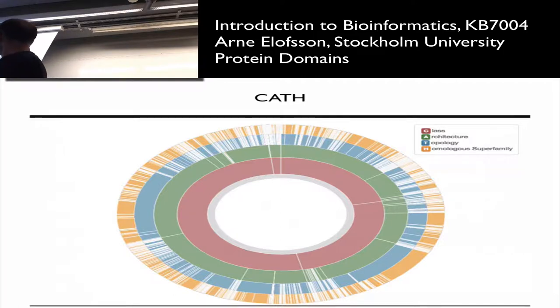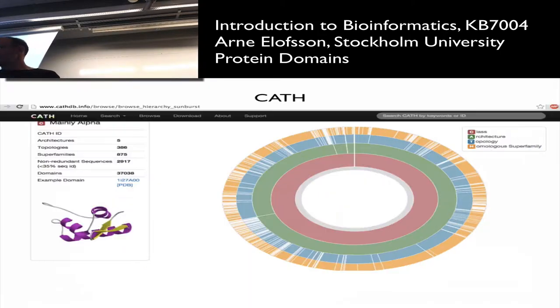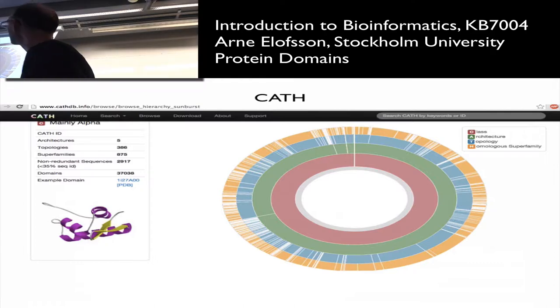So you see in this class, I guess this is alpha, beta, mixed, and the few secondary structures you have there. If you click on the alpha one here, it expands and just looks at this part over here. You get something here, and you have an example of the model, an all alpha protein. This is actually what is called mainly alpha, because it has a beta sheet. I don't know what the protein is, but it's called 2 7 A 0 0.